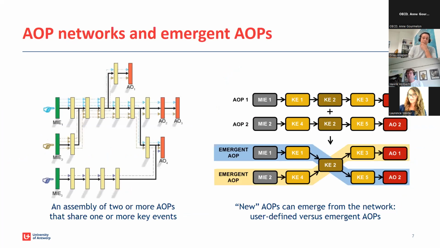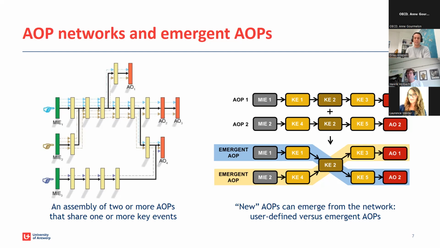So AOP networks are, simply said, connections of AOPs. As soon as two or more AOPs share a key event, they form a network. And a very important element, actually forming the major challenge in this whole cross-species extrapolation effort, is the concept of emergent AOPs. Emergent AOPs are new AOPs that emerge from connecting existing user-defined AOPs, which is explained to the right.